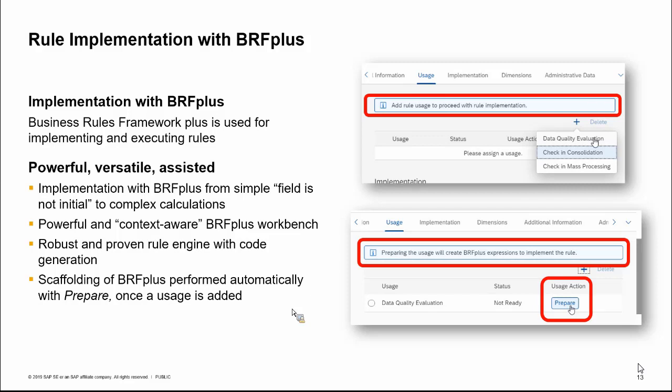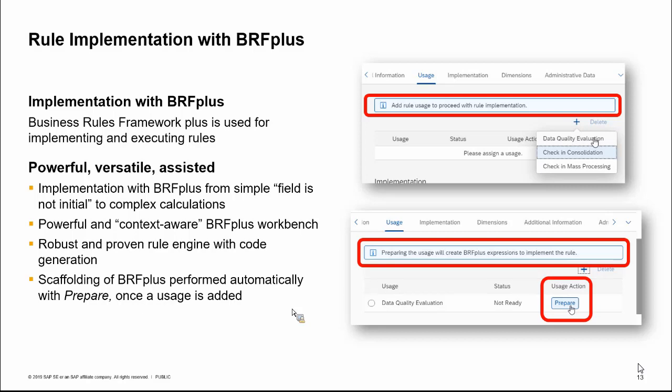In the BF Plus workbench, this is, as I said, quite powerful with what you can express with that, but also it is context aware, meaning you have access to the data model. You don't need to define views or all that stuff. You directly have access to the data model. You can search for all the elements, have it available.